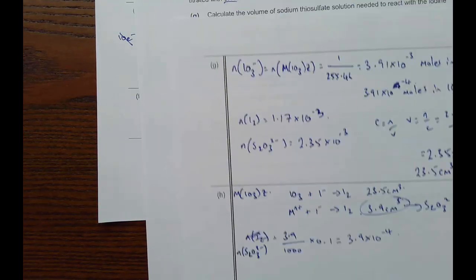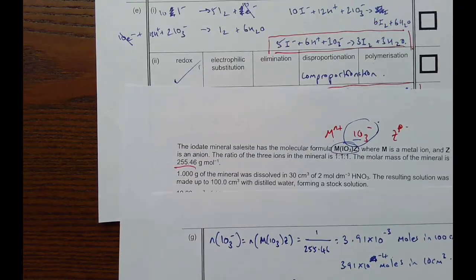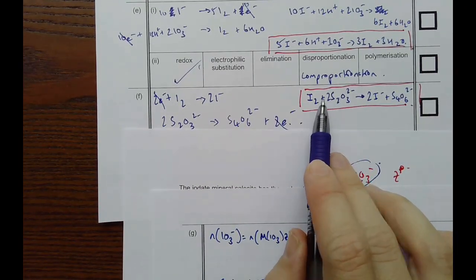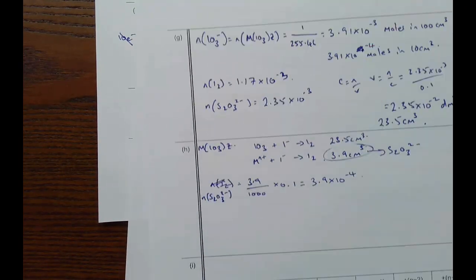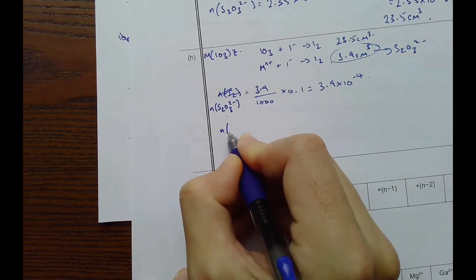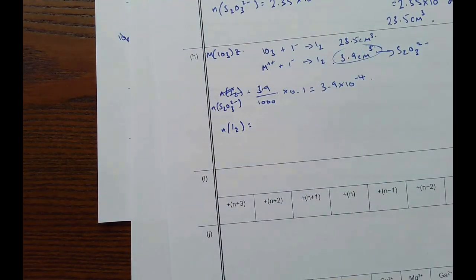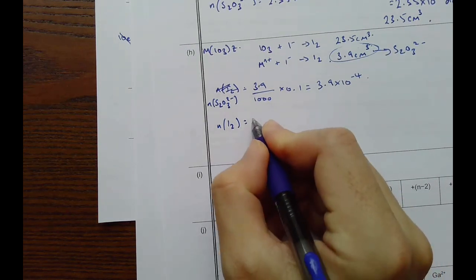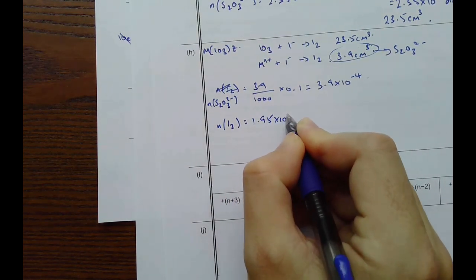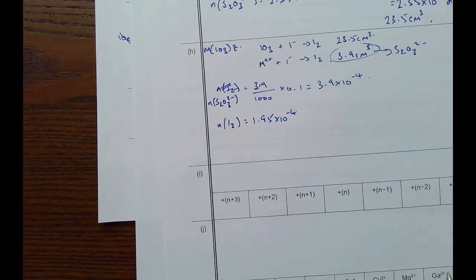So then, if I know my moles of this, I can work out the moles of iodine produced. So the moles of iodine, therefore, is that divided by 2. So I divide that by 2, I get 1.95 times 10 to the minus 4. Okay.